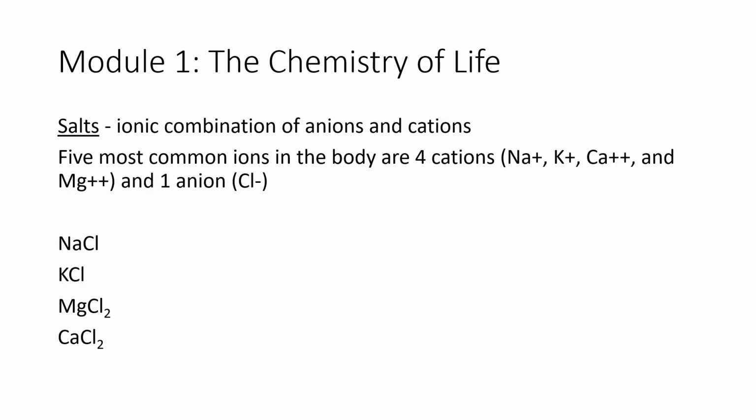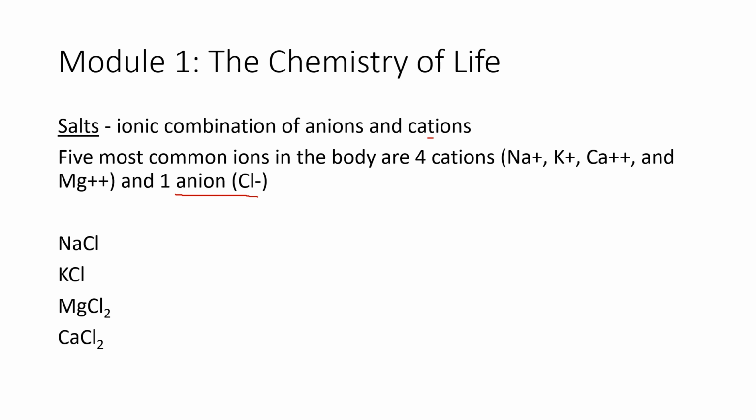Let's talk about salts. For our purposes in biology, we don't have to worry about a lot of different salts, but a salt is an ionic combination of anions and cations. Remember, anion is negative, cations are positive. You might be able to remember that because the t forms a little plus sign. As far as the anion, there are others, but the main one is going to be the chloride ion.